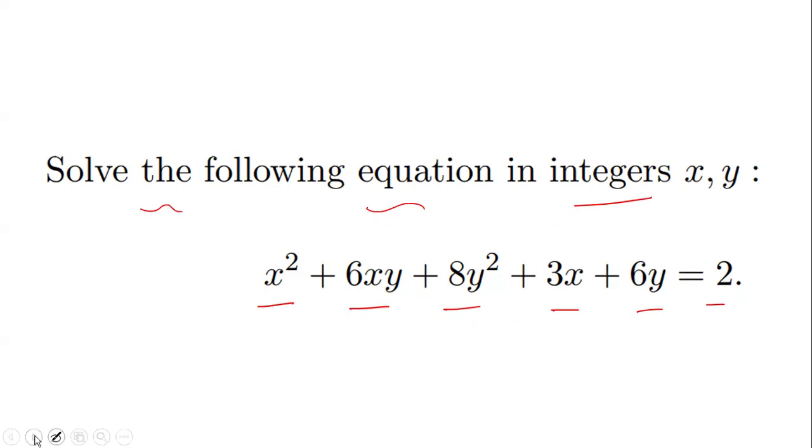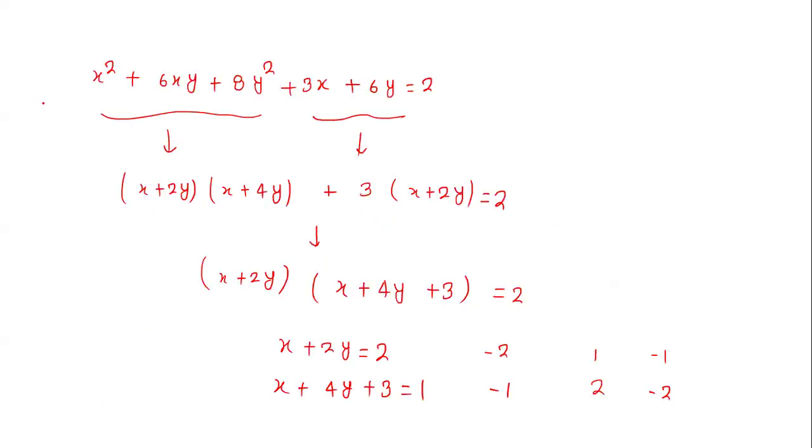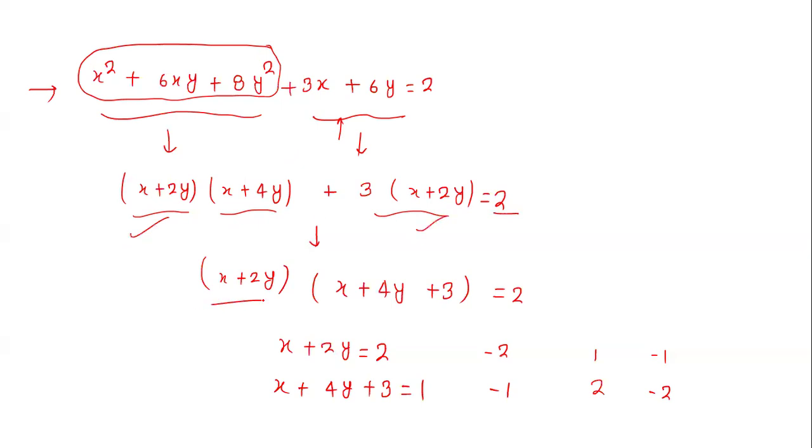So you see how we can solve this. This is our equation. You just see this part. You can write it in factor form like (x plus 2y) multiplied by (x plus 4y), and you see this part. From here you can take 3 common and write 3 times (x plus 2y) is equal to 2. Now this term and this term are common, so you can take it out and it will become (x plus 2y) times (x plus 4y plus 3) is equal to 2.